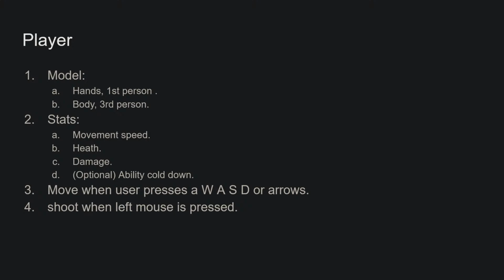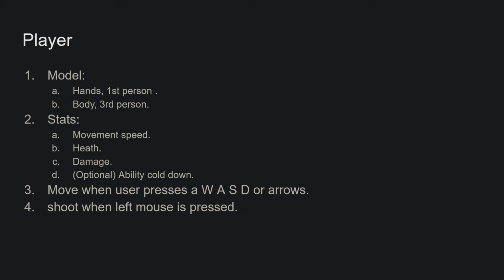we're going to have a movement speed stat, health stat, damage stat, and then the optional stat, if we get round to it, is the ability cooldown. So maybe over time, the player can slowly work that 2 times damage multiplier down to a lower cooldown so they can use it more often.